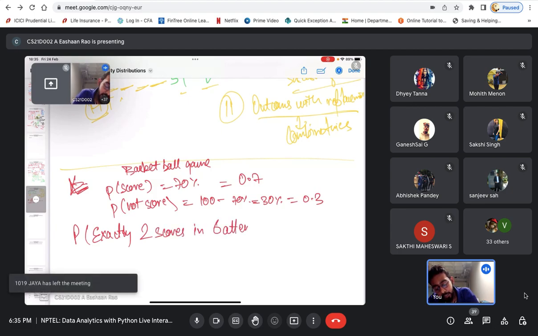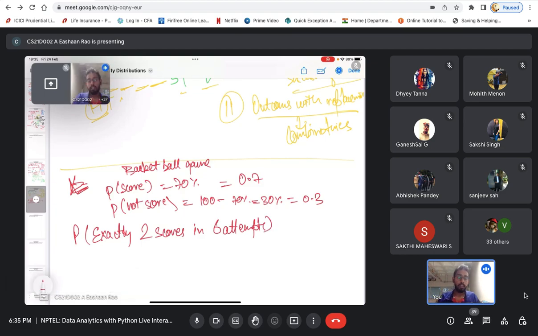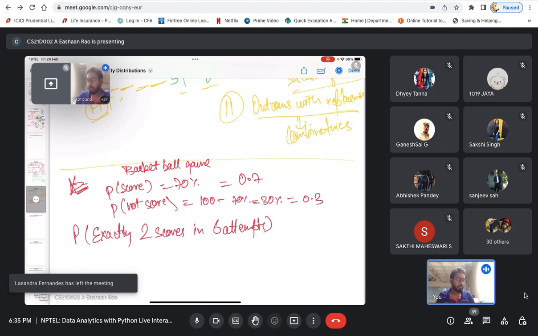So 6 times I throw the ball, and I need to know that exactly 2 times I score in those 6 attempts. So what is the probability of that?